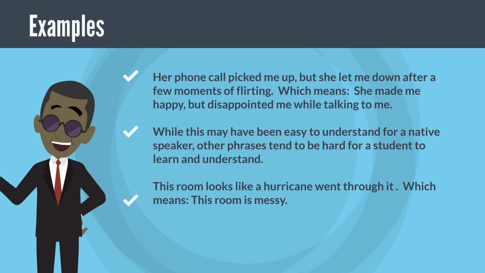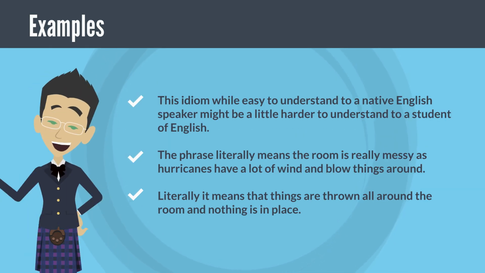This room looks like a hurricane went through it, which means this room is messy. This idiom, while easy to understand to a native English speaker, might be a little harder to understand to a student of English. The phrase literally means the room is really messy as hurricanes have a lot of wind and blow things around. Literally, it means that things are thrown all around the room and nothing is in place.